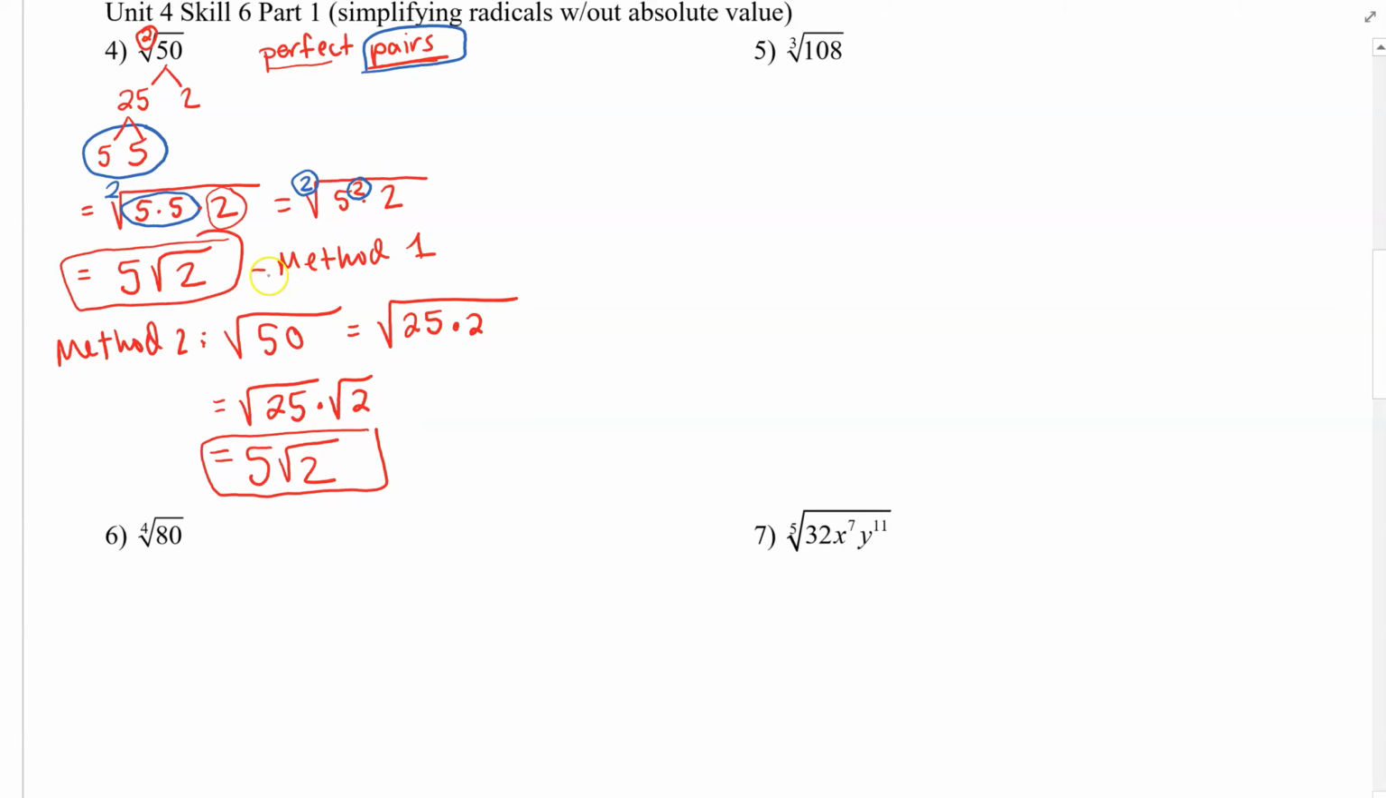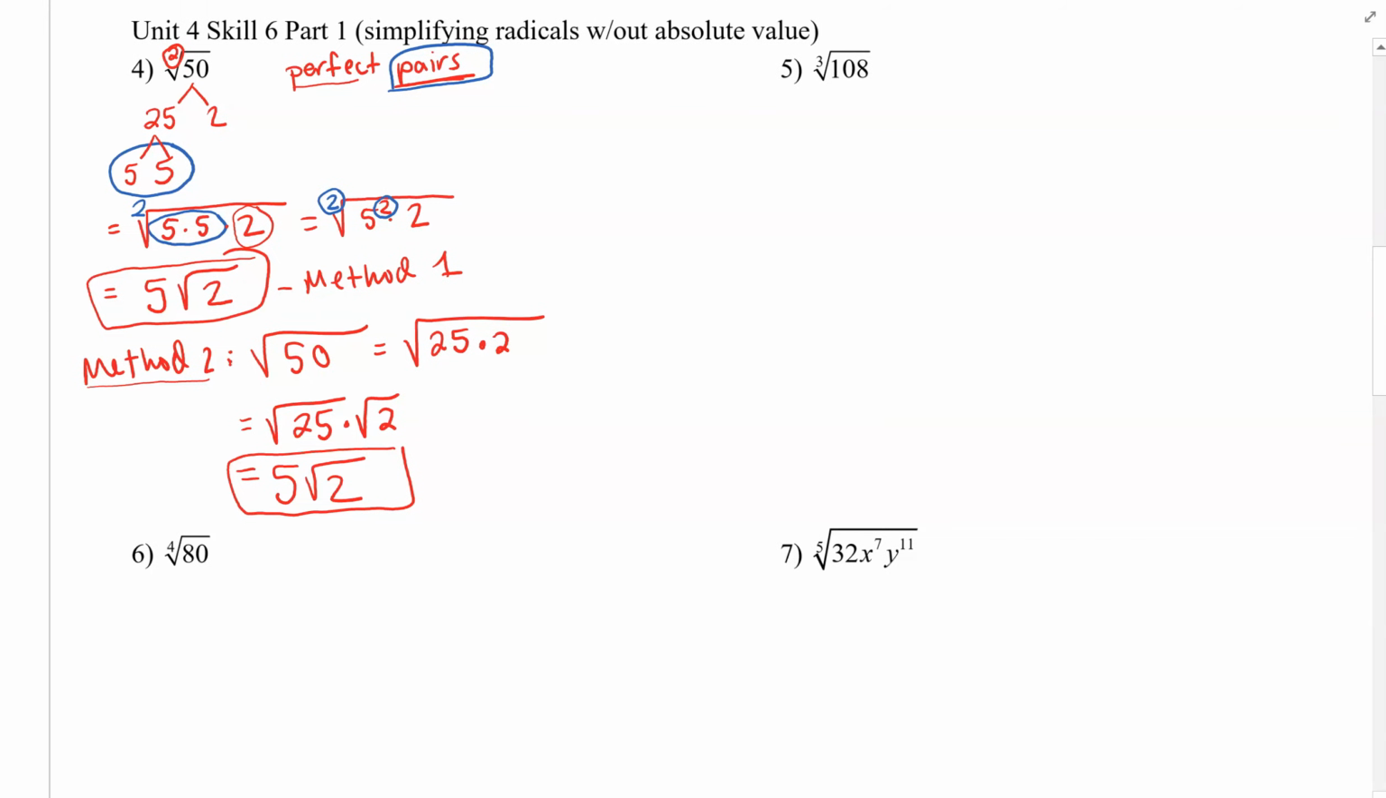Method 1 is nice for when things start getting more complicated. You keep track of things based on the index size. It will help you for the more complicated ones. Method 2 is really great though for the easier ones. Like right away, if I see, oh, 50 is 25 times 2. Okay, square root of 25 is 5. Okay, 5 radical 2. Like you can get to the answer a little faster with method 2 for the simpler examples like number 4.